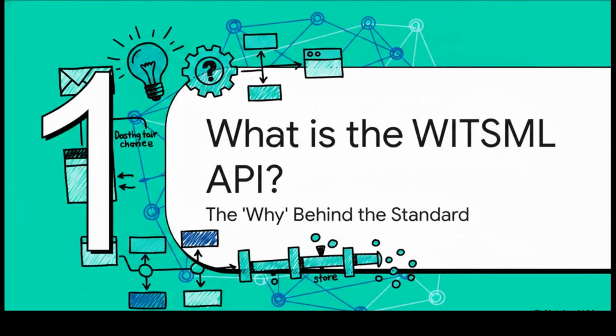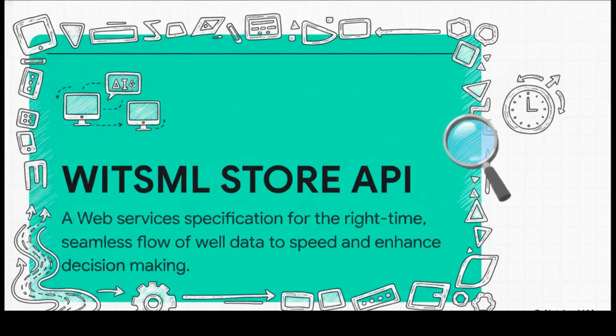Before we touch a single line of code or look at any functions, we have to understand the why. What was the big problem in the energy industry that made something like this necessary in the first place? At its heart, the WITSML Store API is basically a universal translator for well data. Think about it. It's not just about sending files back and forth. It's a really strict set of rules that guarantees when one system asks for, say, well log data, it gets back a predictable, structured answer from any other system. That's the magic right there. That standardization is what makes that right-time data flow possible for making huge decisions.